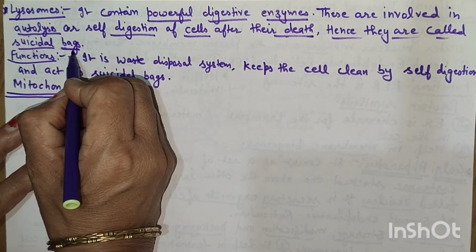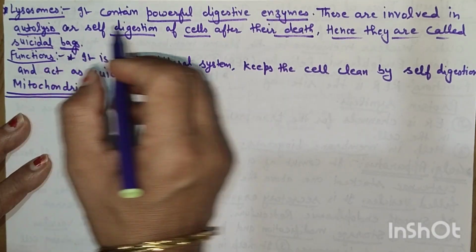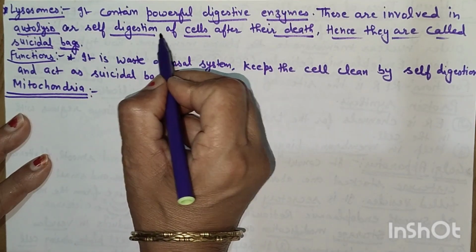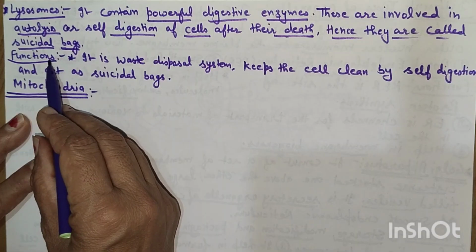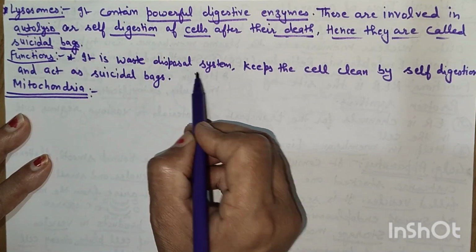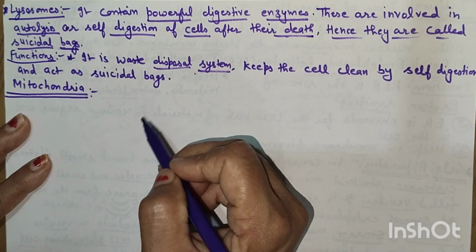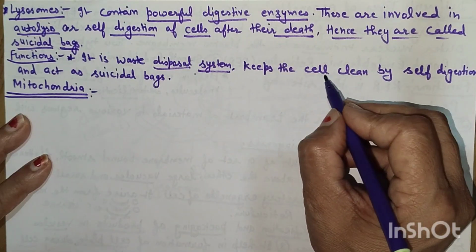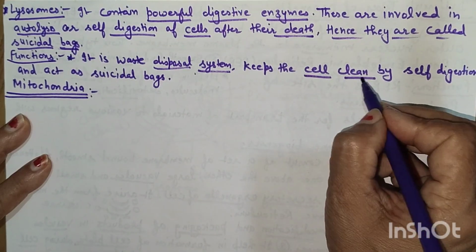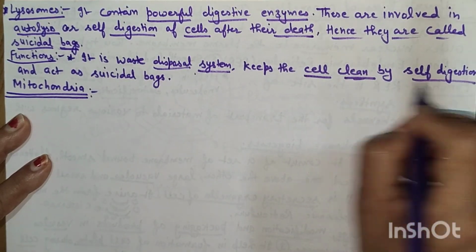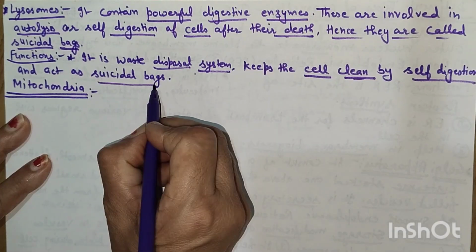They are called suicidal bags because they self-digest their own cell. Now, the functions of the lysosome. It is the waste disposal system and keeps the cell clean by self-digestion, and acts as a suicidal bag.